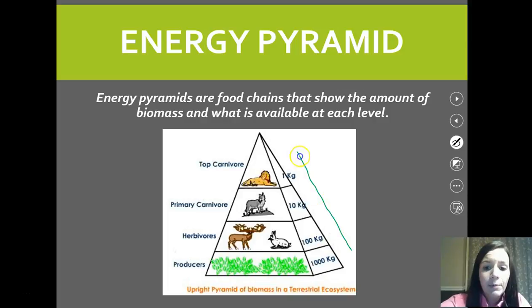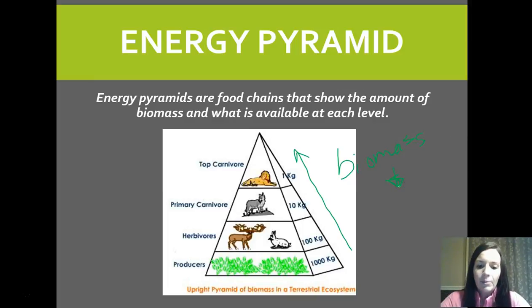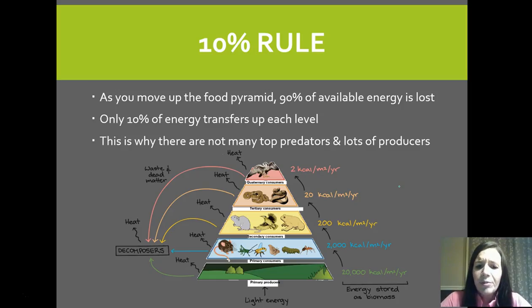So if you notice, as we go up the pyramid, the biomass is decreasing. That's because as you move up, less and less is able to be supported at the top of the food pyramid. There's also something you need to know called the 10% rule. So as you move up the food pyramid, 90% of that available energy from the level below it is lost. So only 10% of energy is transferred up each level. And this is why simply there aren't many top predators, but there's lots of producers.